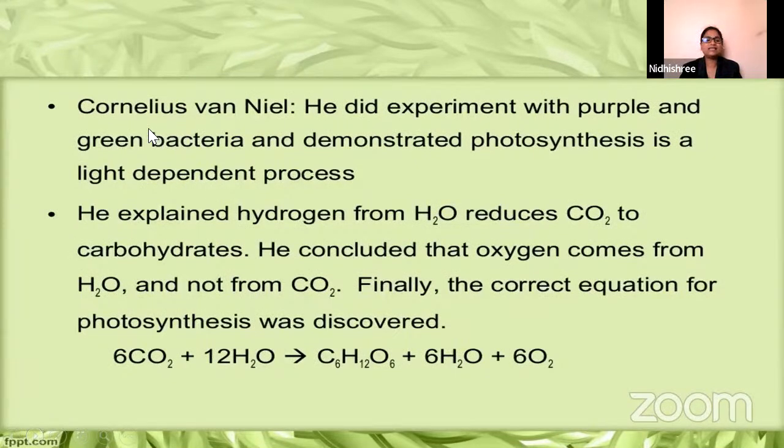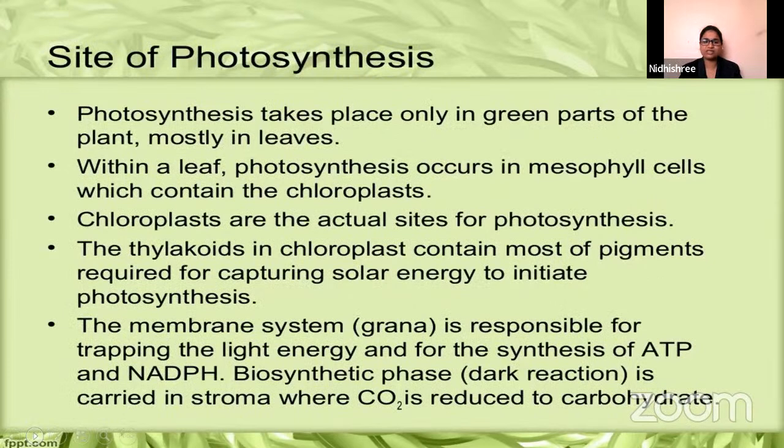Then the scientist named Cornelius Van Niel demonstrated that photosynthesis is a light dependent process. Cornelius Van Niel. Okay, next. The site of photosynthesis is the chloroplast. We know the structure of the chloroplast. The thylakoids in the chloroplast contain most of the pigments where photosynthesis occurs or initiates.